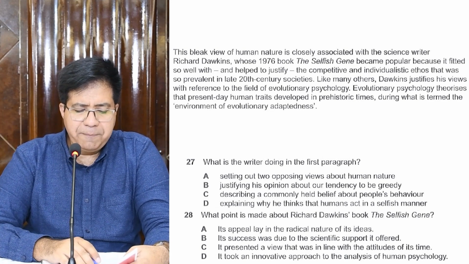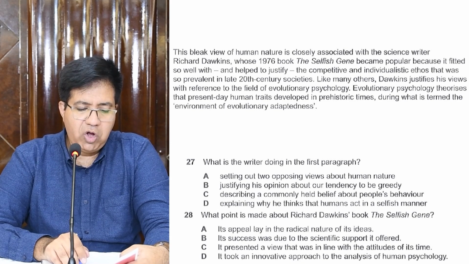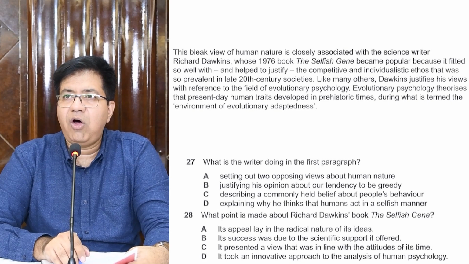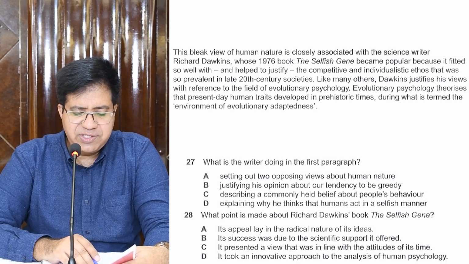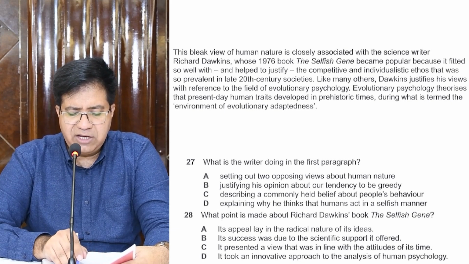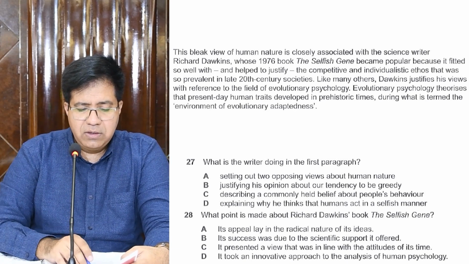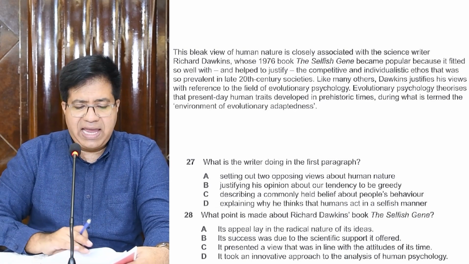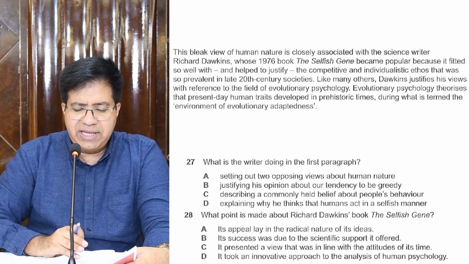Option A, its appeal lay in the radical nature of its ideas. No. Option B, its success was due to the scientific support it offered. No. Option C, it presented a view that was in line with the attitudes of its time. Yes, come back. They say here it fitted so well. It fitted so well, for that they use the word it. It presented a view that was in line.